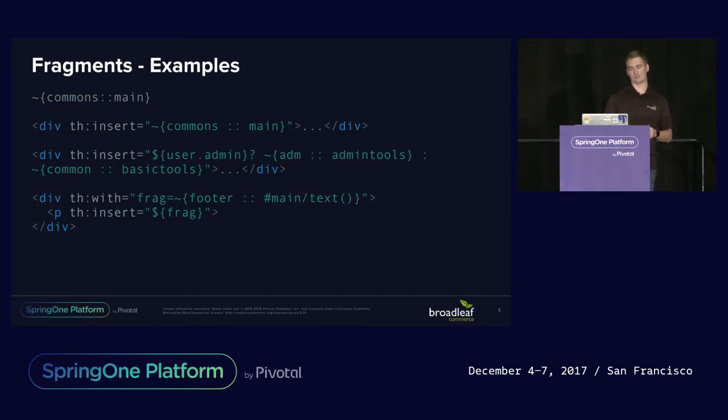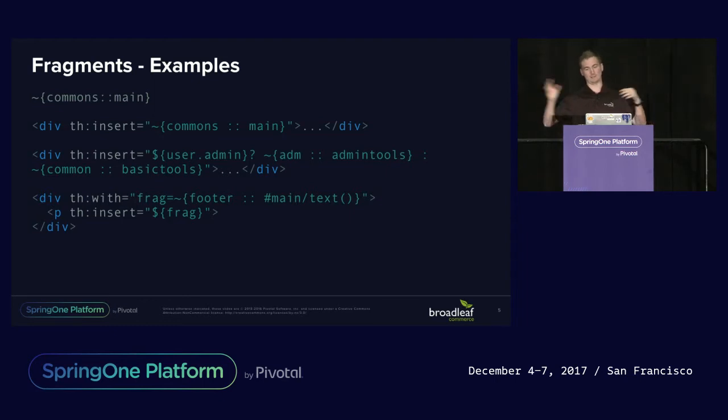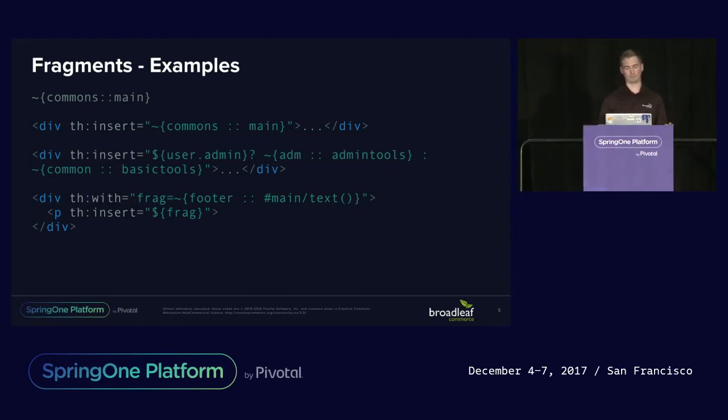And then the last example here is a little bit of a special way of doing things where you're actually setting a fragment as a variable, though technically it's not really a fragment of sorts. You're saying go to the footer, give me the tag that has the ID main, give me the text from that div, and save that in the variable frag. And then insert that into a paragraph tag. So, much more powerful use cases of fragments.